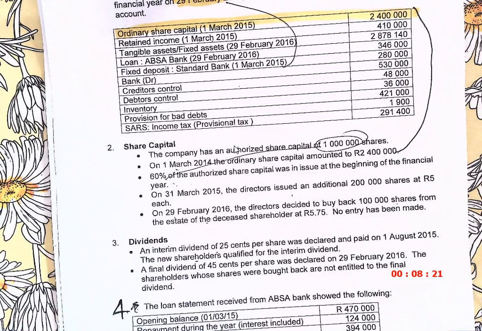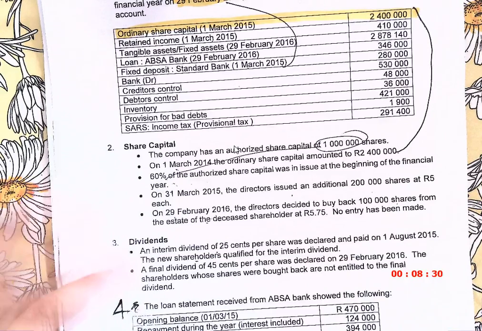Why do they show it as a nominal? Because dividends is an expense. It's not an asset or a liability. Are we fine? Okay. So yes.